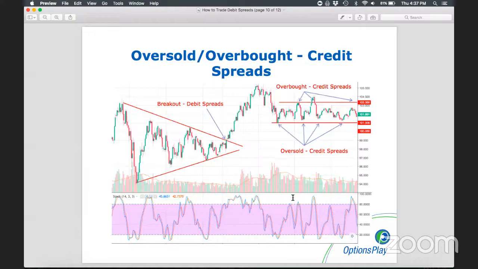So lastly, what I want to do is talk about the difference between credit spreads versus debit spreads. And any of you that caught our webinar last week, you've seen this graph before. Debit spreads are for when you have a setup and you expect, for example, this stock has been trading within a triangle for a long period of time, reaching this apex, and it finally breaks out. These are the types of setups that debit spread traders look for. They're expecting a large move to happen after these types of setups.